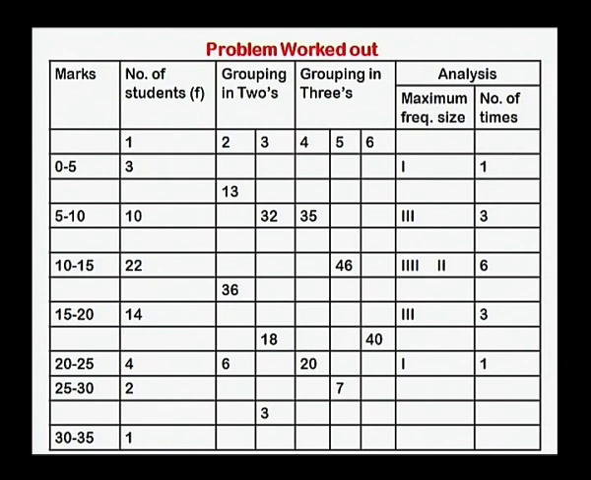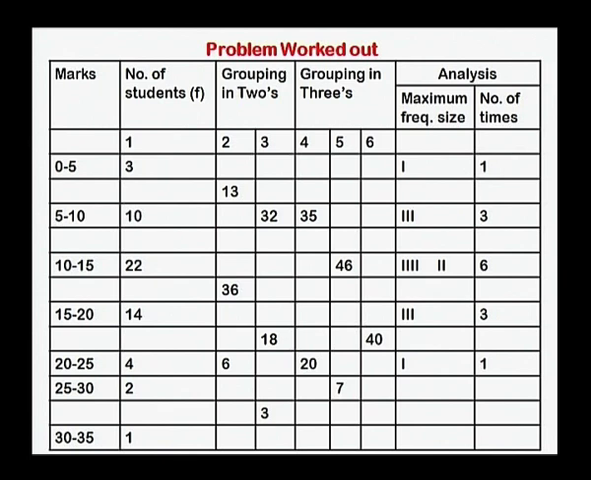In the first column, we have the grouping of 2 columns frequency. In the next column, we have the group of 3 frequencies. In this way, we have prepared the grouping of the frequency of the students. After that, we have to analyze the frequency of the students who have obtained the different marks.